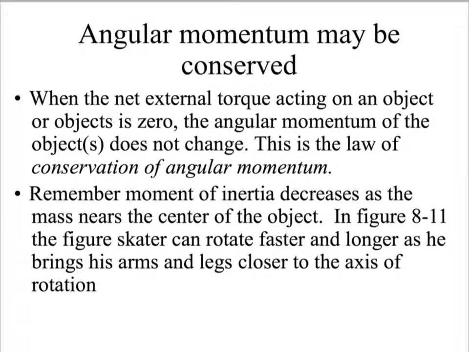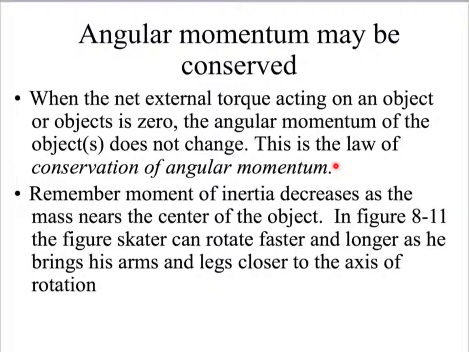Angular momentum can be conserved, just like linear momentum is conserved when we don't talk about forces acting against it, like air resistance and friction with the road if we're talking about a car. Angular momentum is conserved as well. So when the net external torque acting on an object is 0, so there's no torque acting on it, the angular momentum of the object doesn't change. It's not going to accelerate, it's not going to decelerate. It's going to stay right where it is. So this is the law of conservation of angular momentum.